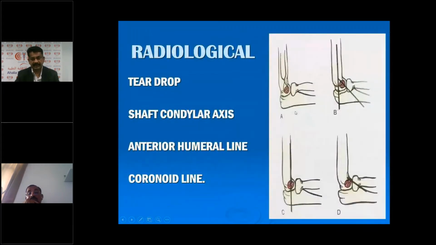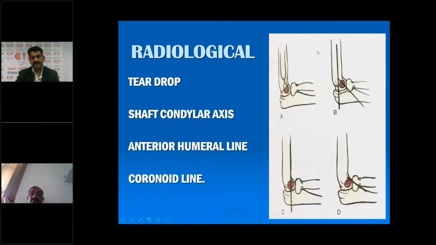Next sign is the teardrop sign. From the lateral radiograph of the distal humerus, it looks like an hourglass or teardrop, and the distal part of the teardrop or the hourglass is formed by the capitular nucleus. Any obliteration shows the displacement of the distal fragment, especially in extension of the supracondylar.